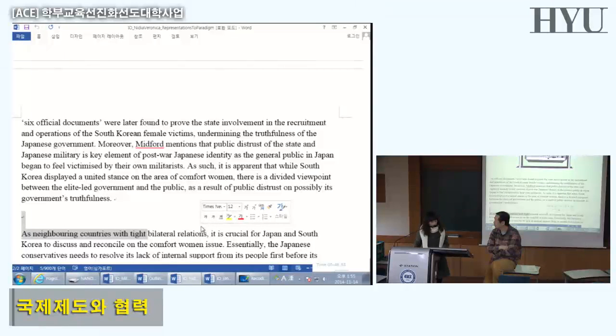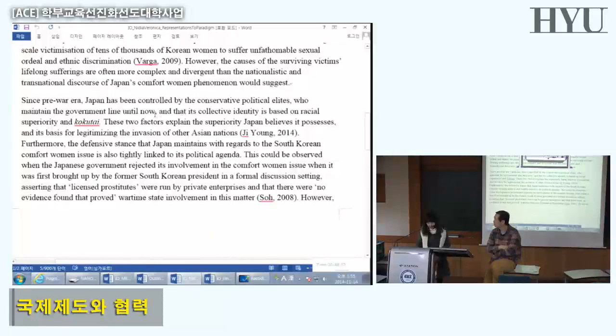Definitely, but in the case of Japan, I think it's a bit different because Japan's government comprises conservative political elites, and their collective identity has been based on racial superiority and occupation. What this means is that the Japanese believe they are superior to other countries, and they have a basis to invade other Asian nations. Because of that historical background, it's hard for international organizations to try to convince the Japanese government, because they also have governmental propaganda in Japan itself.